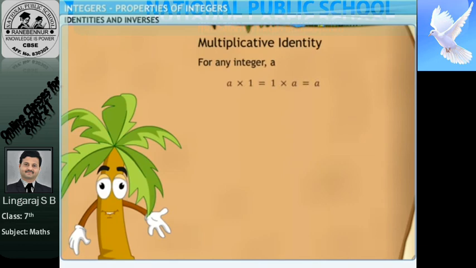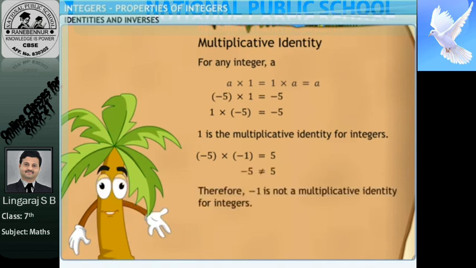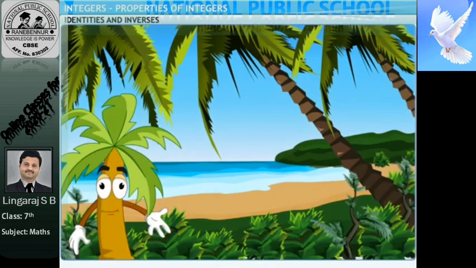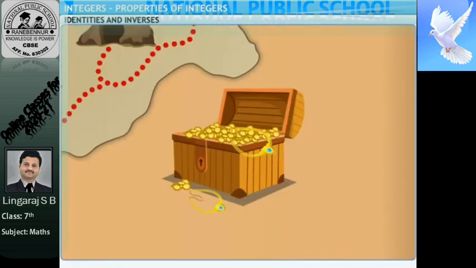Just as 0 is the additive identity for integers, 1 is the multiplicative identity for integers. That is, when an integer is multiplied by 1, the product is the integer itself. Let's multiply an integer by minus 1. What is the result? As the product of integers minus 1 and minus 5 is not minus 5, minus 1 is not the multiplicative identity. We've done it! The treasure is ours, and I'll be freed from my spell.